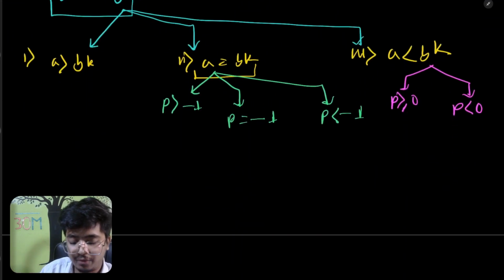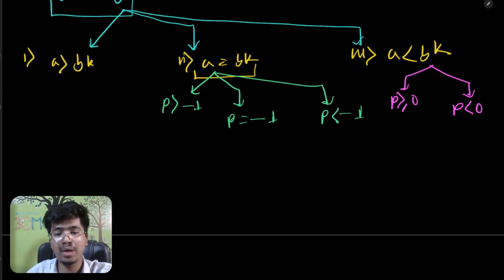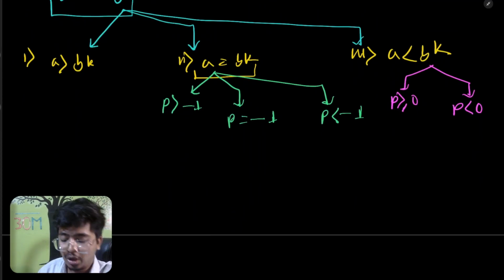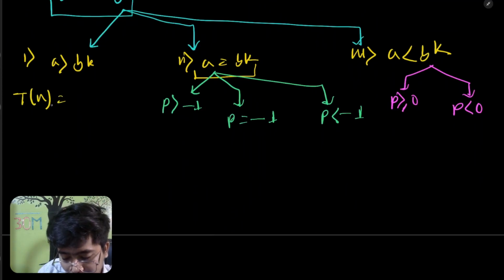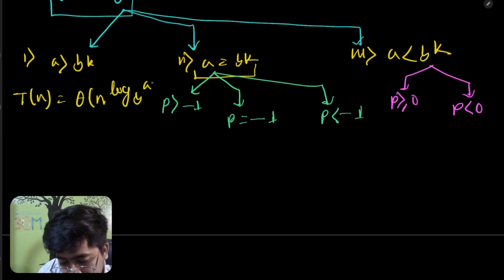So let's look at the first one, a greater than b to the power k. When the condition is that our value of a is greater than b to the power k, this is case 1. If our equation suits this case, then we will be utilizing the formula: T(n) equals theta of n to the power log a base b.